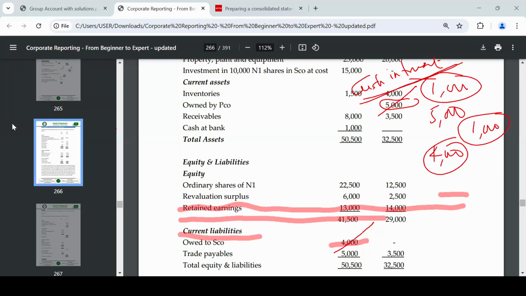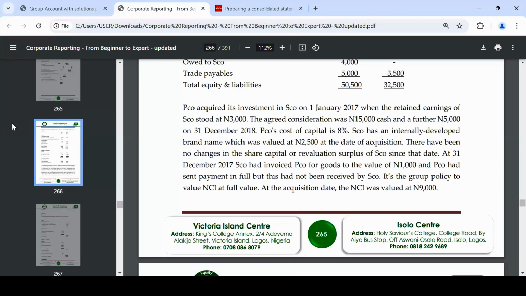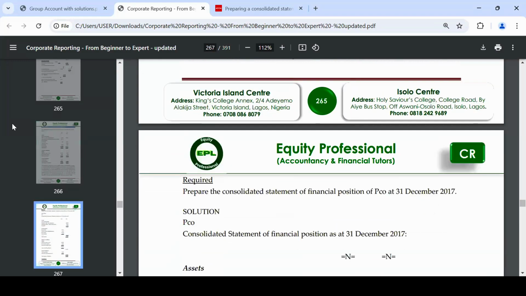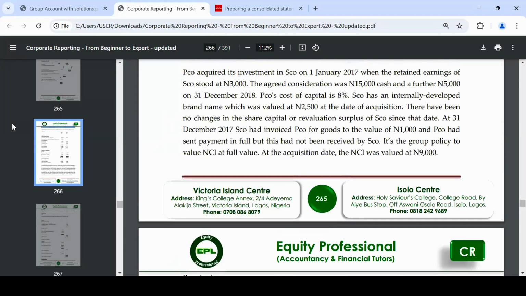Let's move on. So let's look at the last thing there. It said it is a group policy to value NCI at full value. At the acquisition date, NCI was valued at 9,000. Now, what we have been used to is that we're going to be given the market price of the shares of the subsidiary company, which we'll then use to calculate the NCI. But they said, don't worry, we are going to be nice to you. We have already given you the value of NCI at acquisition date, 9,000.